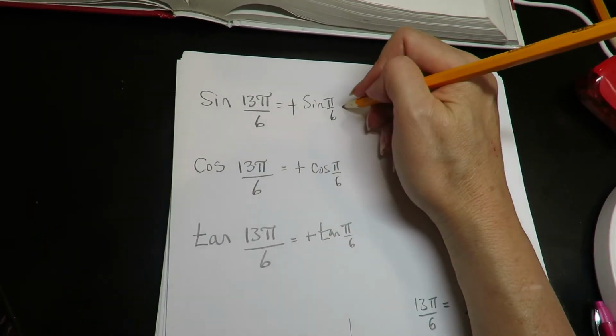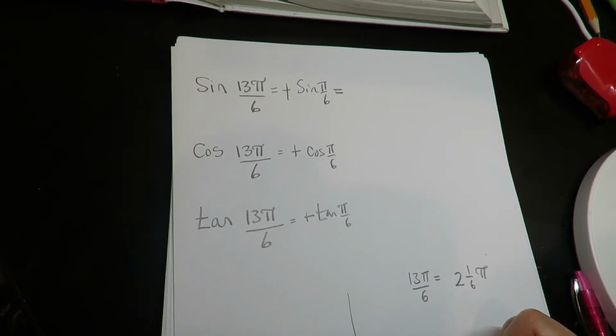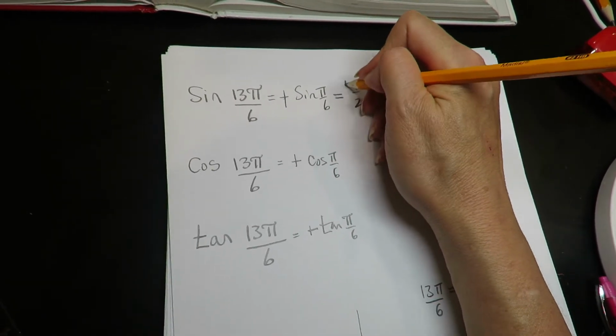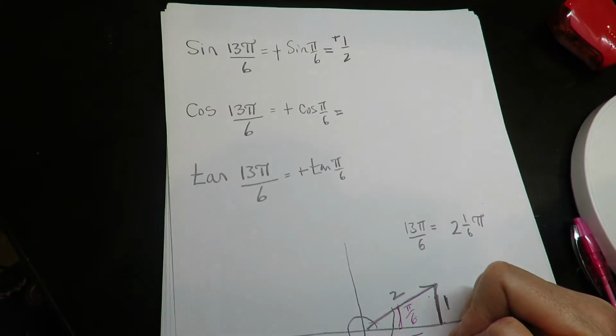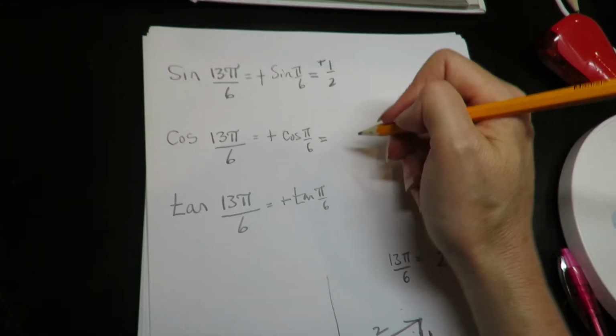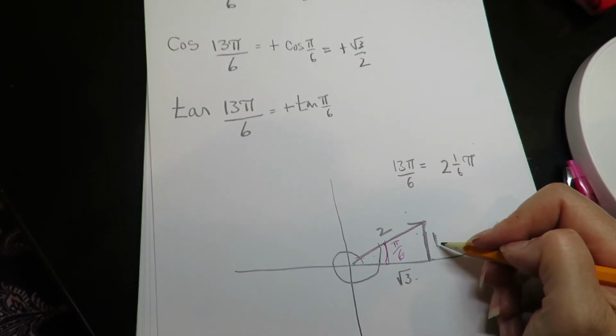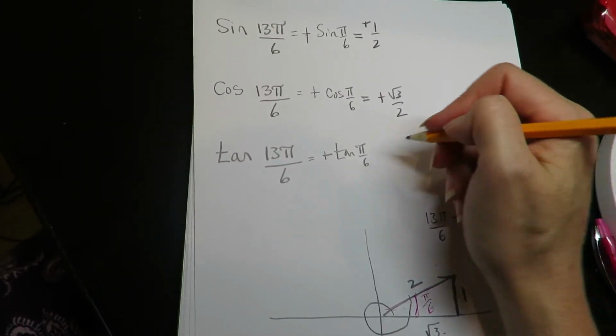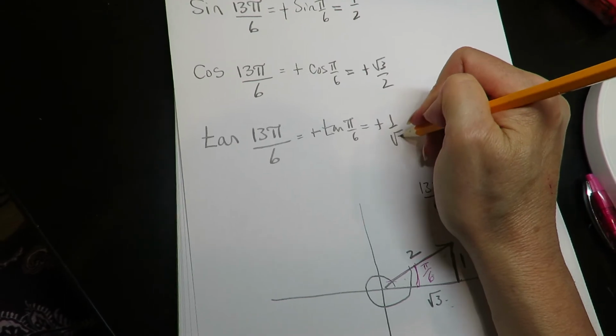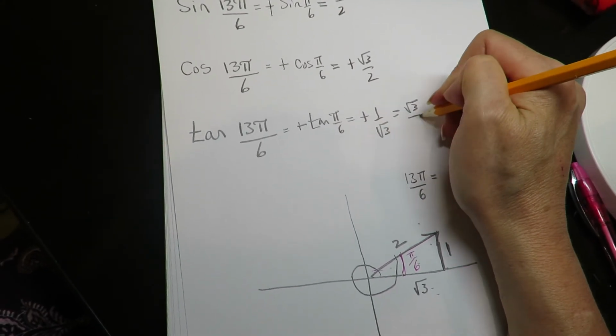So now I'm going to evaluate this. Sine of 30 degrees is 1/2, positive in this case. Cosine of pi over 6 is adjacent over hypotenuse, so positive radical 3 over 2. Tangent of pi over 6 is the opposite over the adjacent, so it's positive 1 over radical 3, or if you rationalize it, radical 3 over 3.